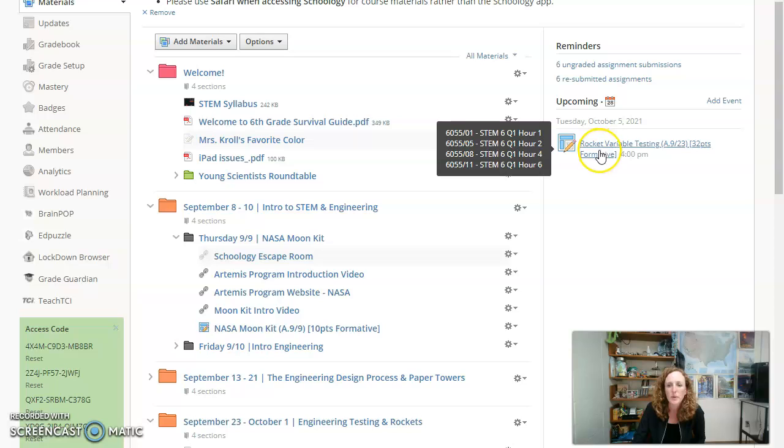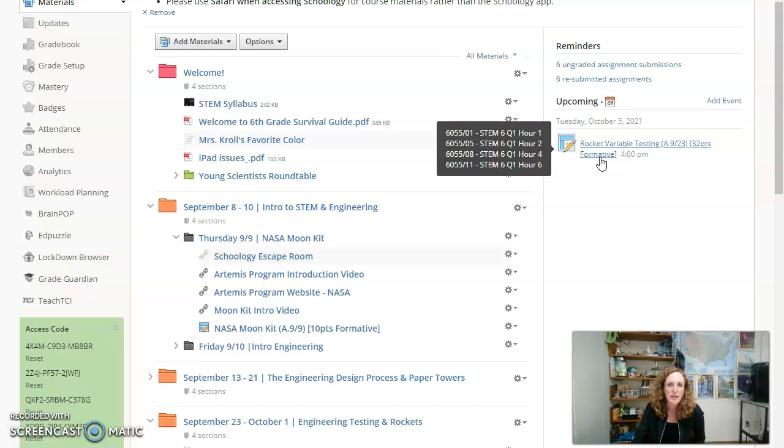If students are missing something or don't know what it is that they were supposed to turn in, you'll notice that the way that I title my assignments is to have the name of the assignment as well as this A.9-23. This is assigned on September 23rd, and also the number of points that it is assigned and whether it is formative or summative. Formative is more like homework and daily activities. Summative is going to be projects or quizzes or tests.